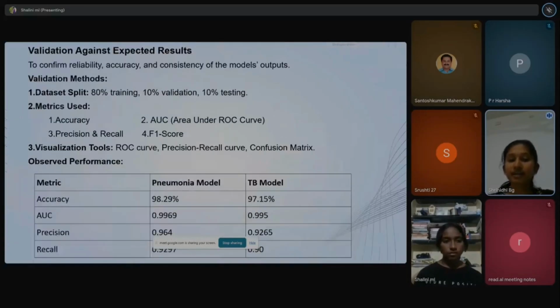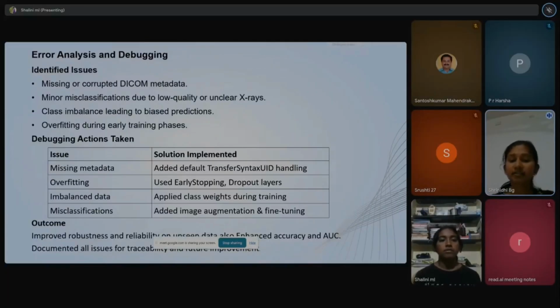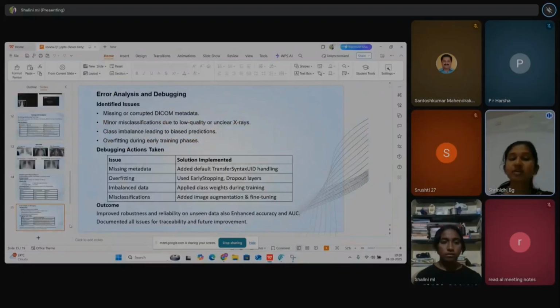Next one is error analysis and debugging. Identified issues: missing or corrupted DICOM metadata, minor misclassifications due to lower quality or unclear X-rays, class imbalance leading to biased predictions, and overfitting during early training phases. Regarding missing or corrupted DICOM metadata, DICOM files contain image pixels and metadata tags such as study date and modality. Missing or corrupted tags can break image reading, rescaling, or orientation downstream.